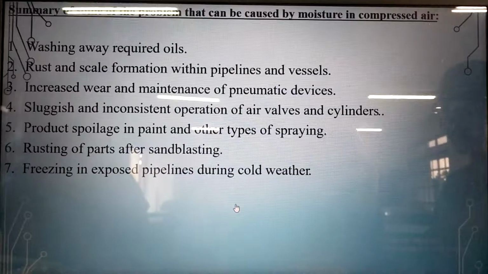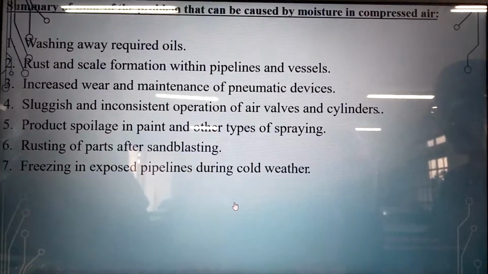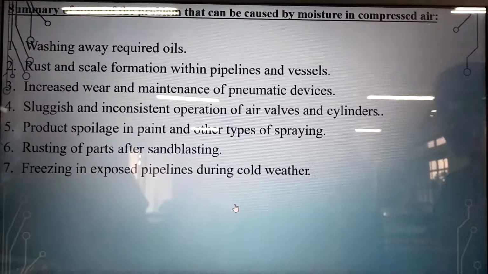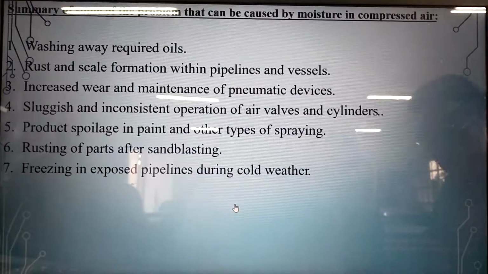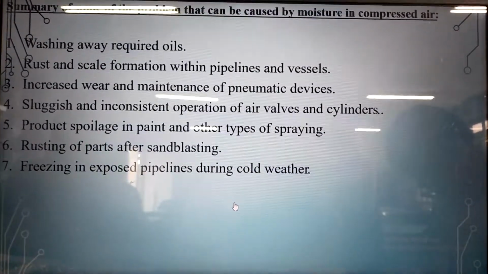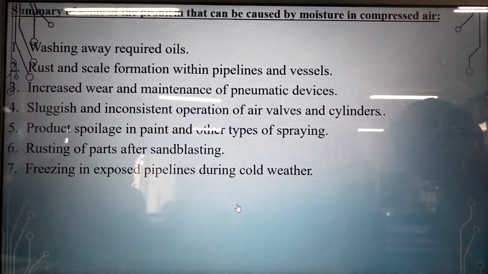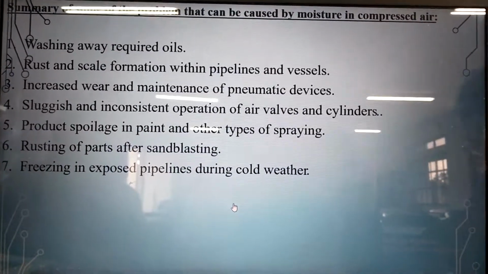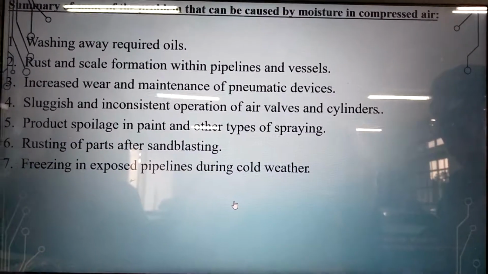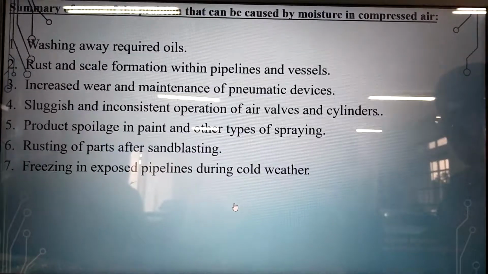Summary of some of the problems that can be caused by moisture in compressed air: washing away required oils, rust and scale formation within pipelines and vessels, increased wear and maintenance of pneumatic devices, sluggish and inconsistent operation of air valves and cylinders, product spoilage in paint and other types of spraying, rusting of parts after blasting, freezing in exposed pipelines during cold weather.